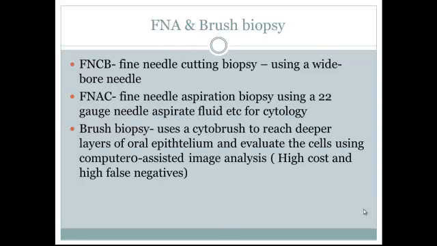for cytology. So this is where you have a cystic lesion, for example, in previous times, an odontogenic keratocyst or keratocystic odontogenic tumor where it's fluid filled. This technique was used for diagnosis of keratin content. Brush biopsy uses a cyto brush to reach deeper layers, so a little bit more than a smear, and it cuts in slightly deeper, and allows evaluation of slides using computer-assisted image analysis. There's a high cost and high false negatives associated with this technique.